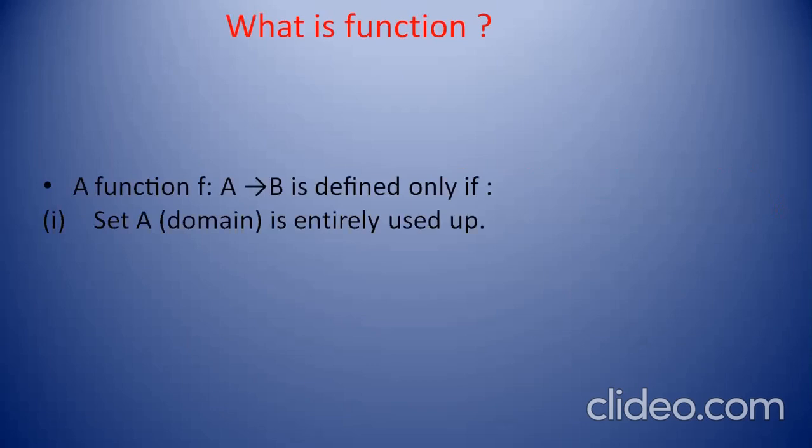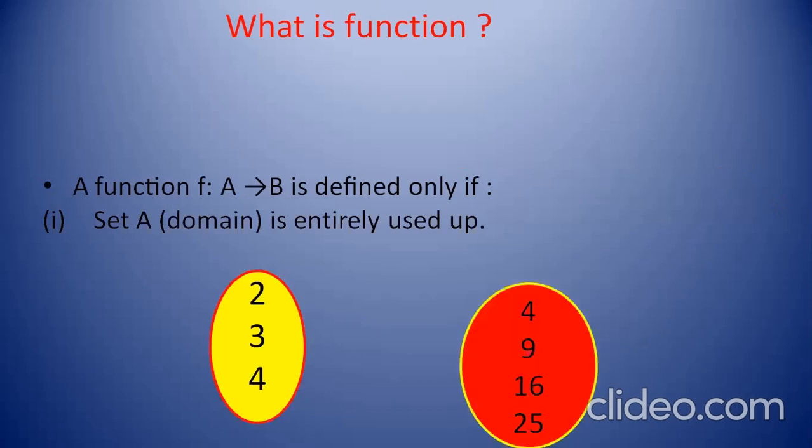By example, we can easily understand this. Take 2, 3, 4 as the members of set A and 4, 9, 16, 25 as the members of set B. So 2 is associated with 4, 3 is associated with 9 and 4 is associated with 16. So nothing is left in set A, so set A is entirely used up. So we can say it is represented as a function.